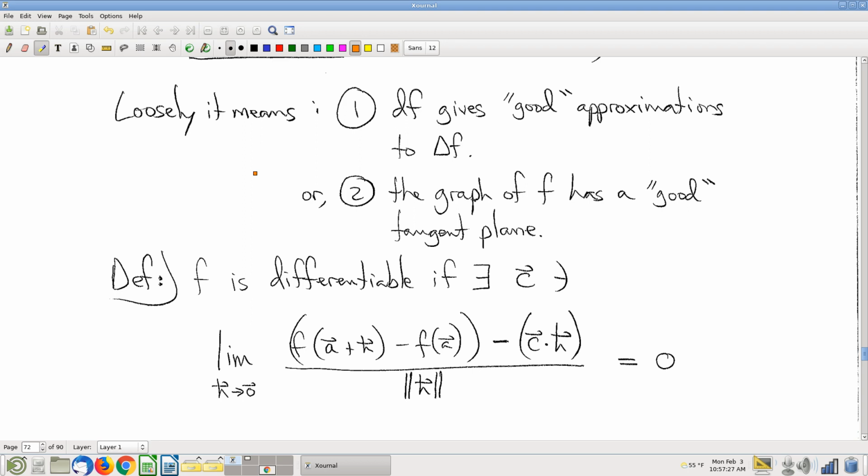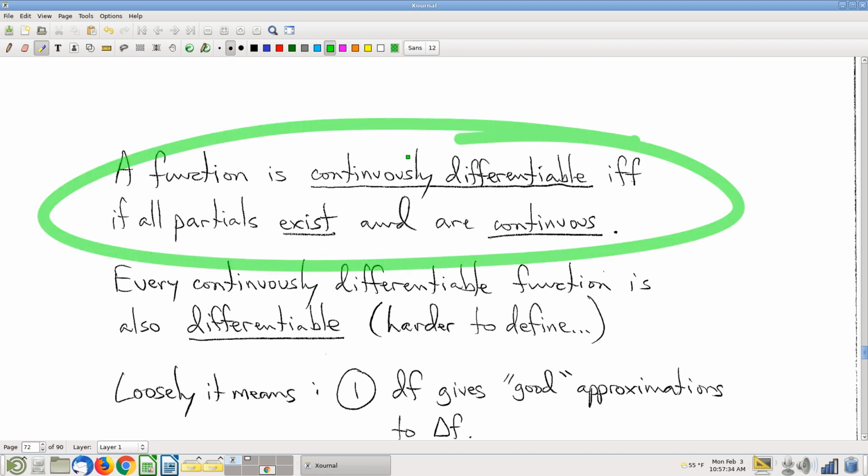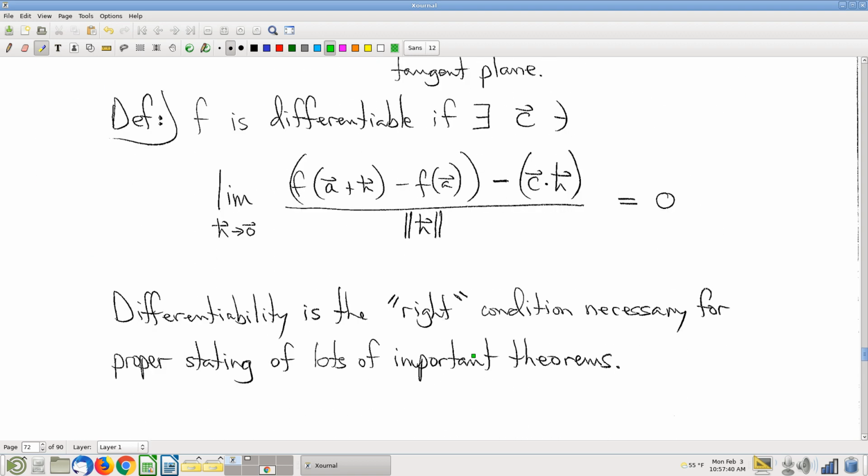I want you to know that there's subtleties around it. And I also want you to know that in practice, day in and day out, you're going to be doing business with continuous differentiability because it's so easy to check. And knowing that allows you to use the important theorems even if you've technically checked something stricter than was necessary. Okay. All right.